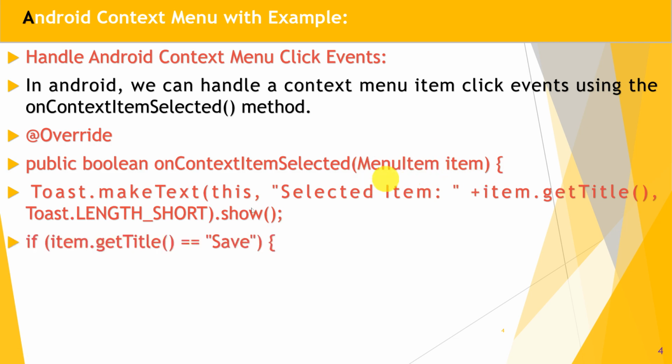So if it is save or file or a new menu item that we selected, then you have to write your action code or body here as per your requirement.